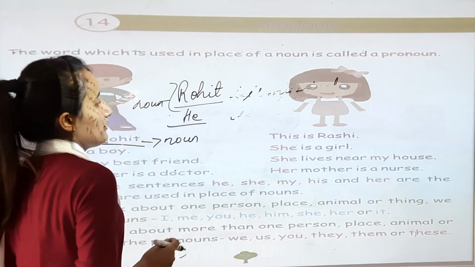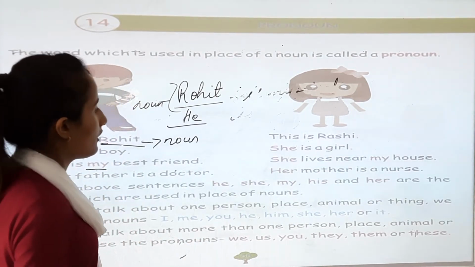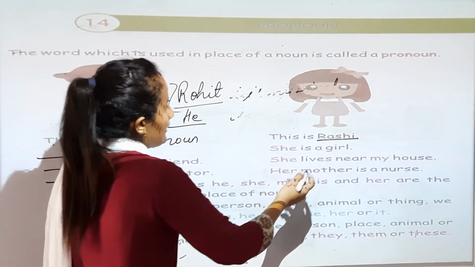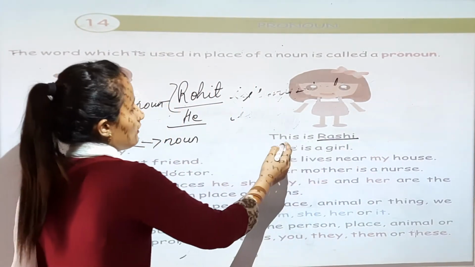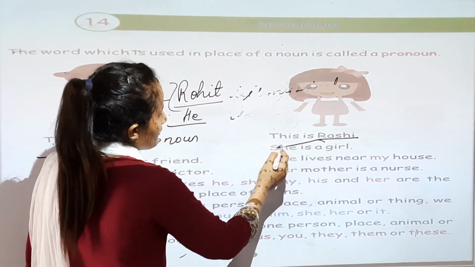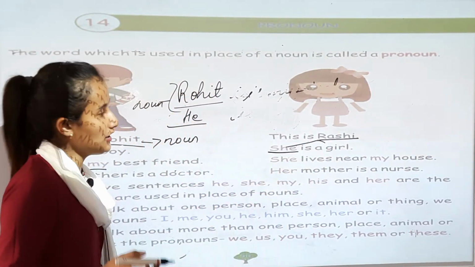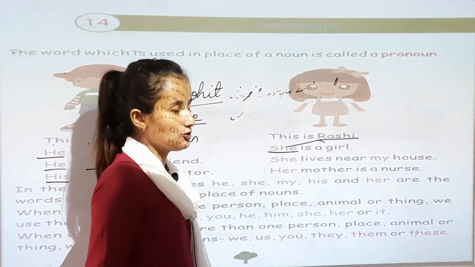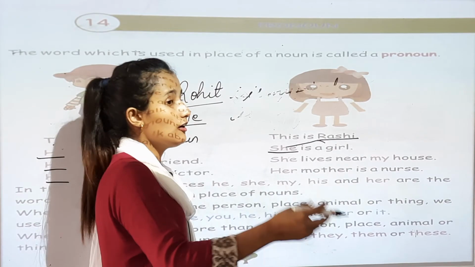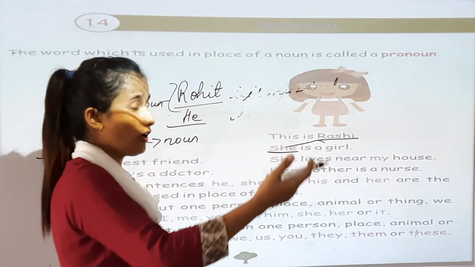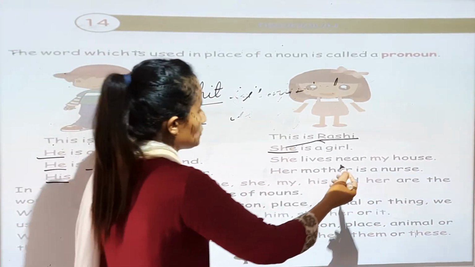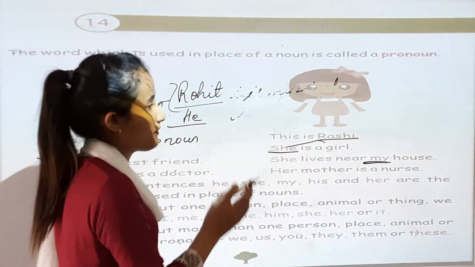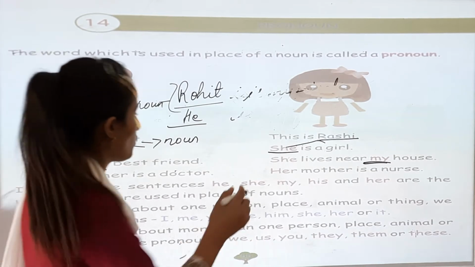This is Rashi. She is a girl. So, her name is Rashi and she is a girl. So, in place of Rashi we are using she. She is also a pronoun word. So, she lives near my house. So, in case of a third person we are using my. My is also a pronoun word.